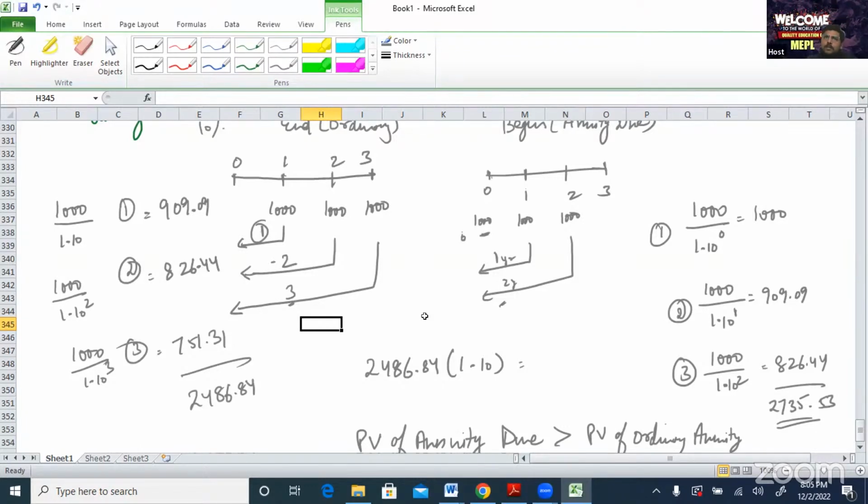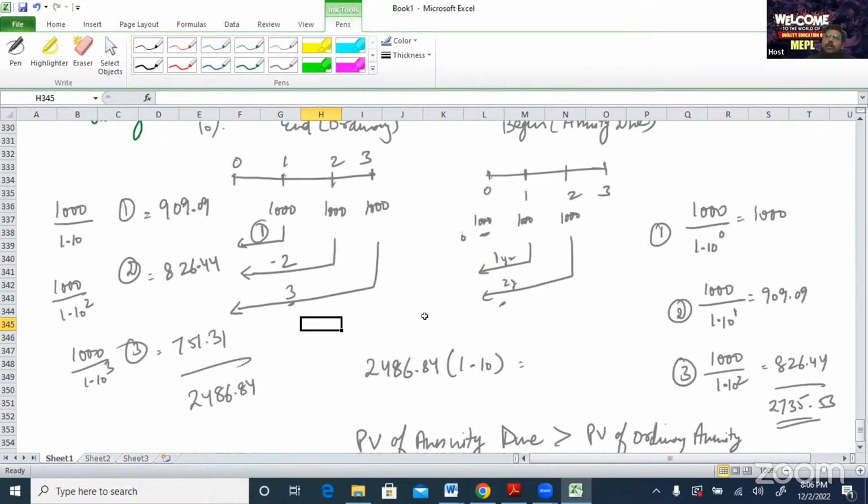Then we came on to the concept of annuity. If there is a cash flow series of equal amounts and the cash flows are equidistant, we can say that is an annuity. Again, there are two types of annuity: one is ordinary annuity, one is annuity due.